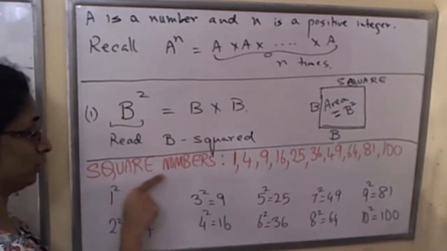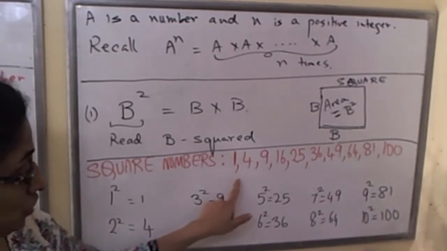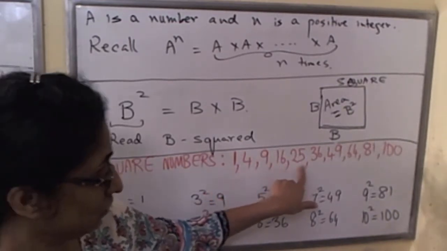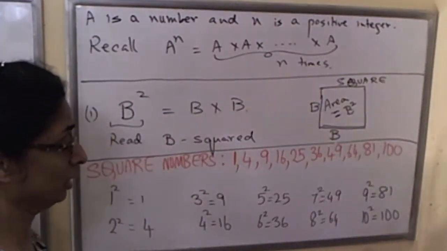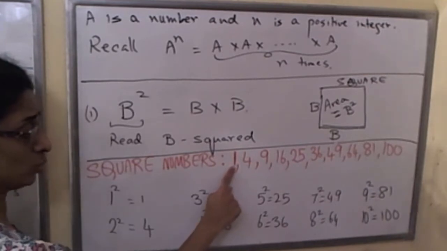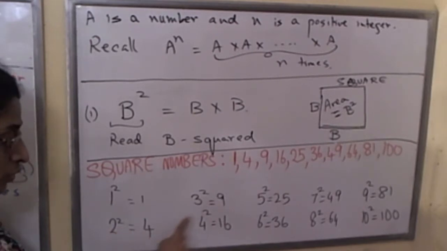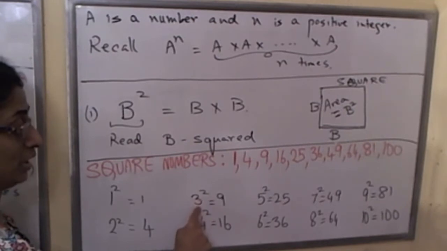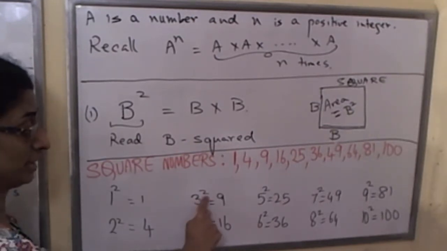And now I want to introduce you to square numbers of the positive integers. This sequence: 1, 4, 9, 16, 25. I've written up to 100, but you could keep on going. Those are square numbers. Let's see why. 1 is 1 squared. 4 is 2 squared. 2 times 2 is 4. Similarly, 9 is a square number because 9 is 3, a positive integer, squared. 3 times 3 is 9.